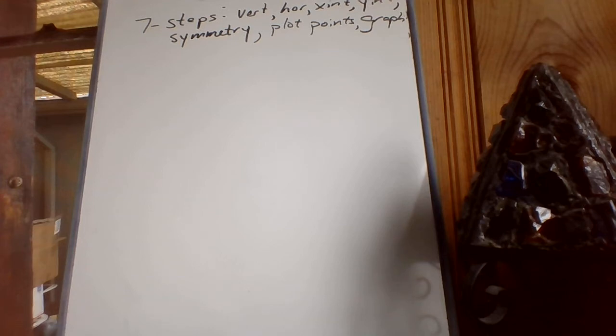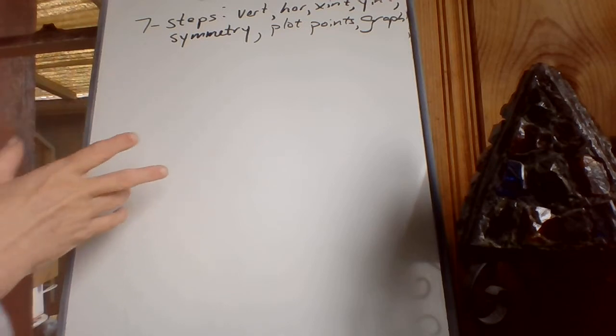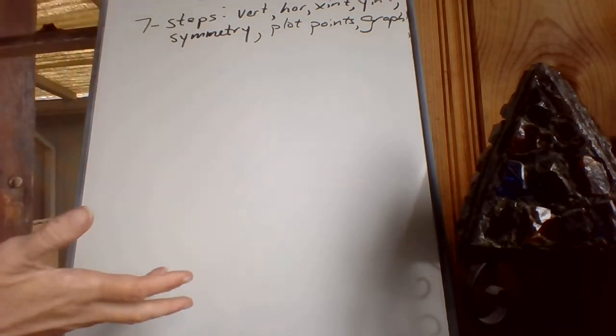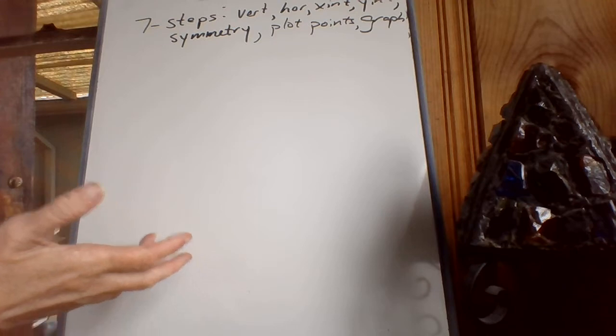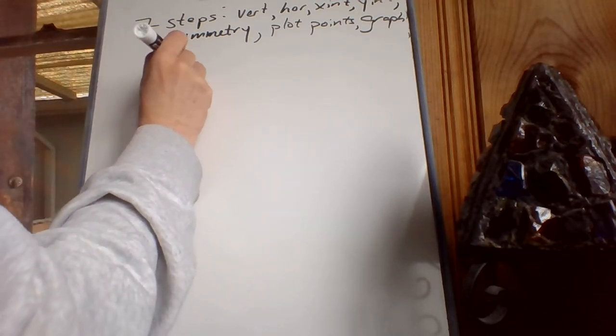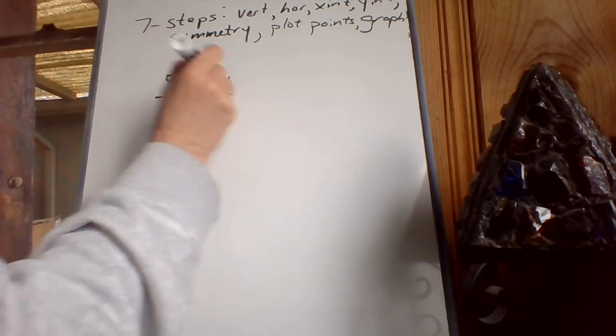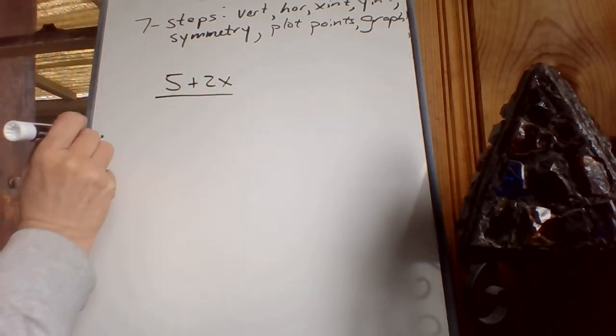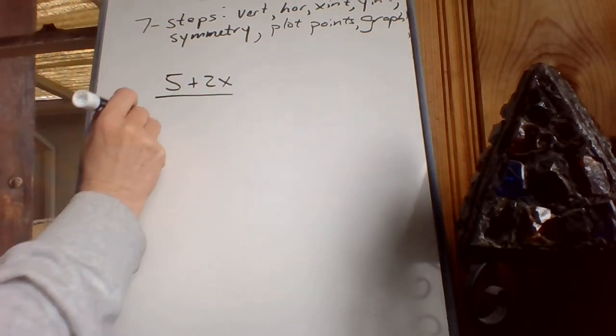All right, so here we're getting to the actual graphing. Ultimately, the question isn't do 7 steps. The question is graph. Luckily, I own a graphing calculator. I could just take this. So what do we got here? 5 plus 2x over 1 plus x.